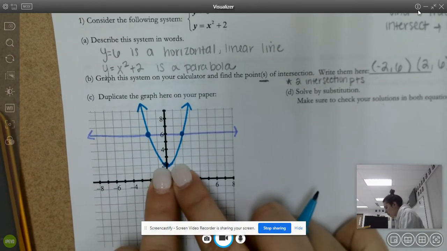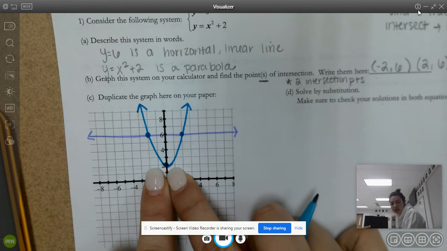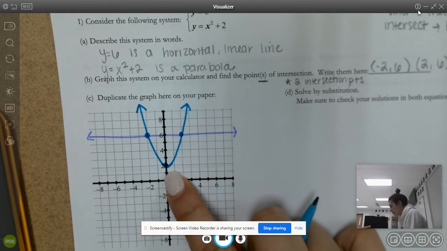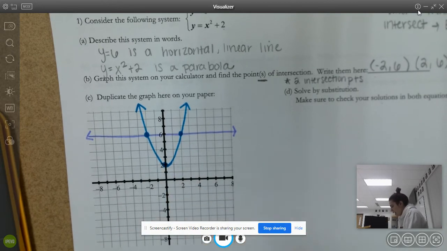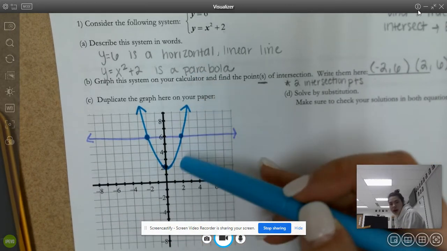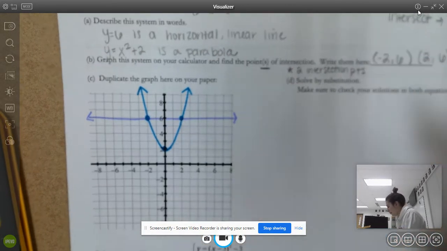Now remember, when we sketch a parabola, we don't want the bottom to be pointed. We do want that rounded bottom to make the curve. And there is the duplicate of our graph here on the paper.